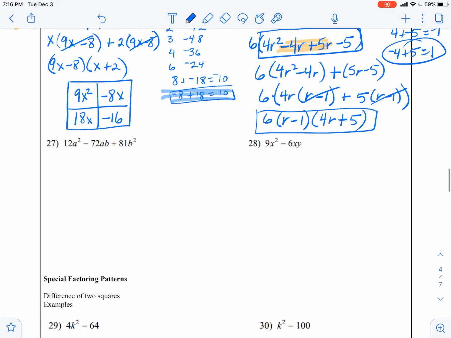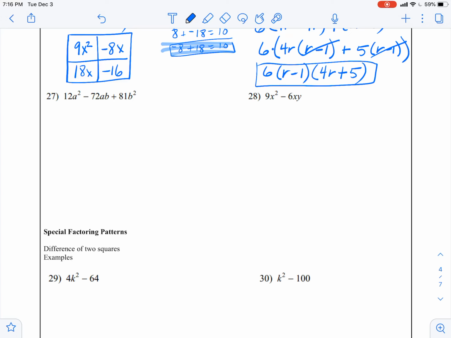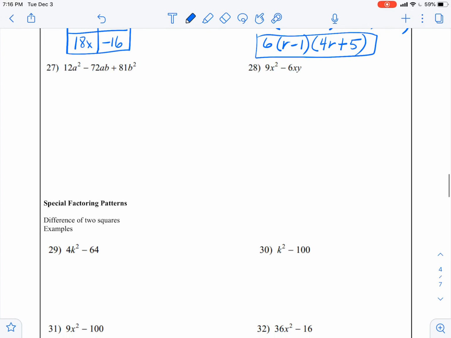Okay, we're going to run through one more. So start with your greatest common factor. 12, 72, and 81. Is there anything they have in common? And I think a 3 will go into them all. So that would be 4. That would be 14. No, 24. And into 81 is 27. Okay?